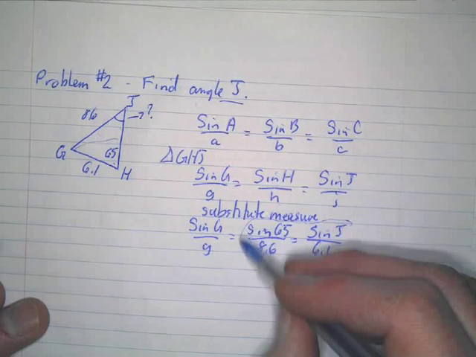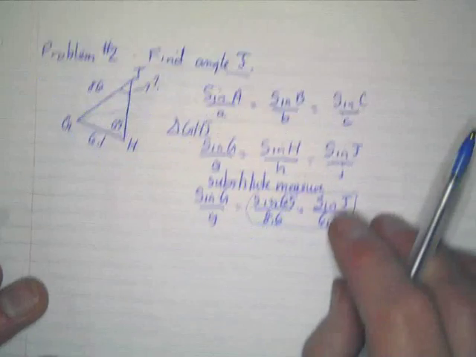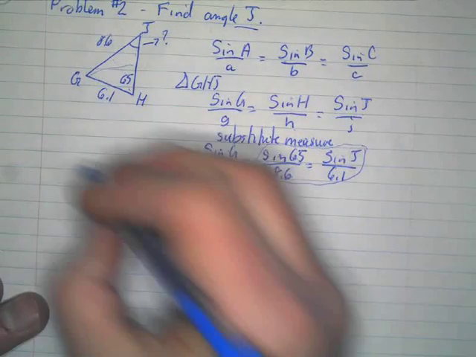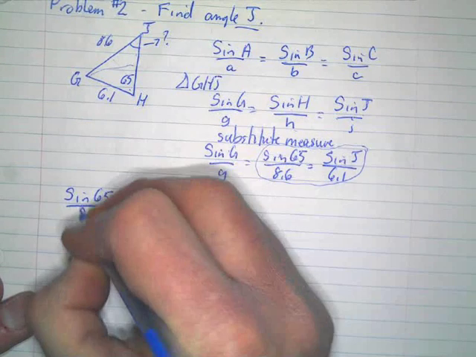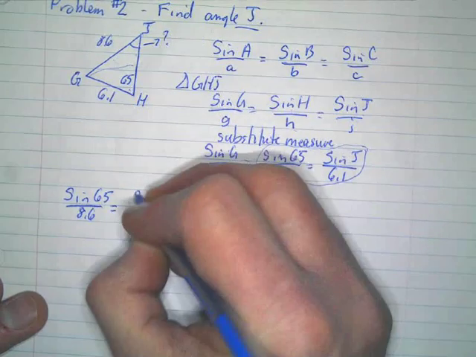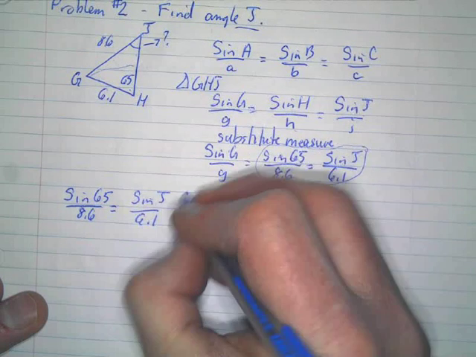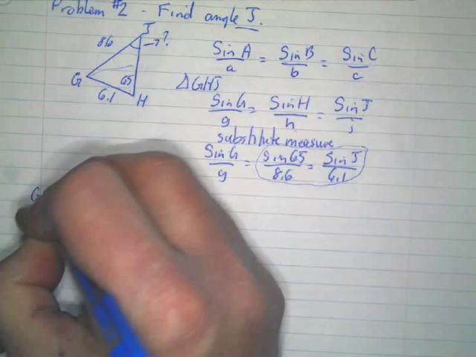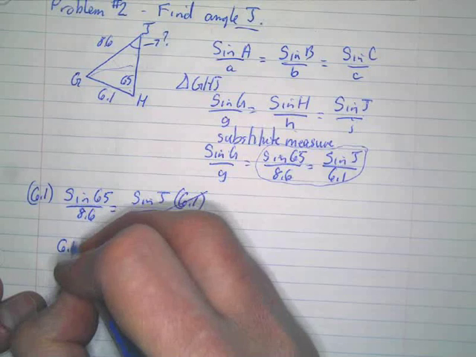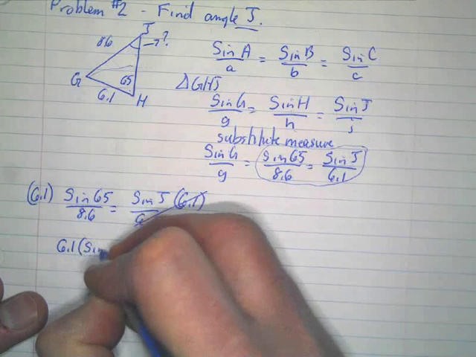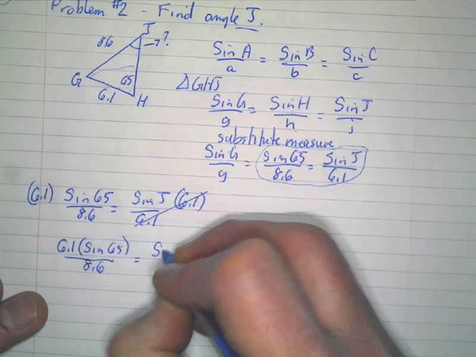I'm going to take this ratio beside it because there's two numbers there, and this one has no numbers. So then I follow through, and I go sine 65 over 8.6 is equal to sine J over 6.1. Multiply both sides by 6.1 to get the variable by itself. These cancel off. So now I have 6.1 times sine 65 over 8.6 is equal to sine J.